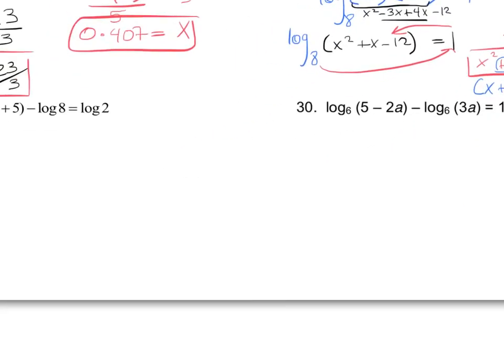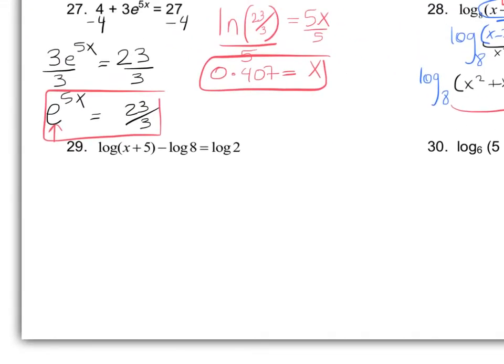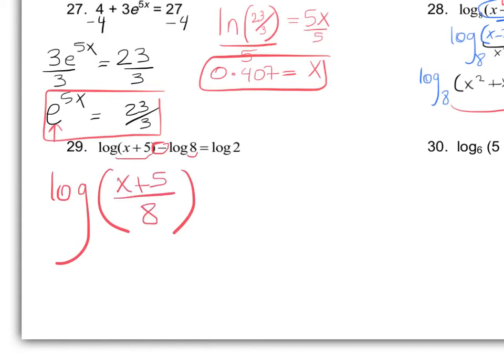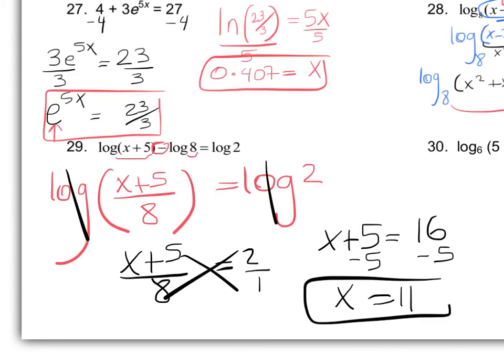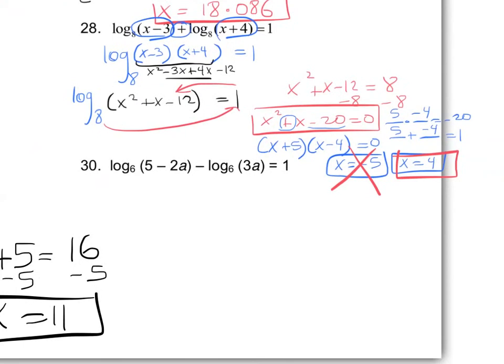Now let's move on to number 29 again. If it's a subtraction, it means you need to divide those two. So log, and you put it as a fraction, x plus 5 divided by 8 is equal to log of 2. You see that? So every time there's a minus, you would write those as division, as a fraction. Now since I have log on both sides, they cancel out. So x plus 5 over 8 is equal to 2. You can put this as 2 over 1 and cross multiply. So x plus 5 times 1 is x plus 5, and 8 times 2 is 16. You subtract 5 from both sides, so x is equal to 11. There you go. Now let's move on to number 30.